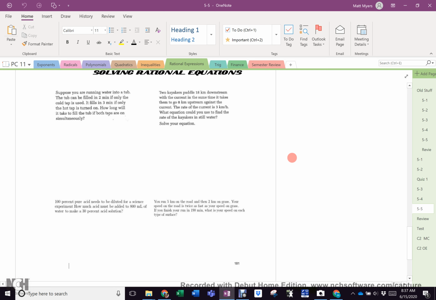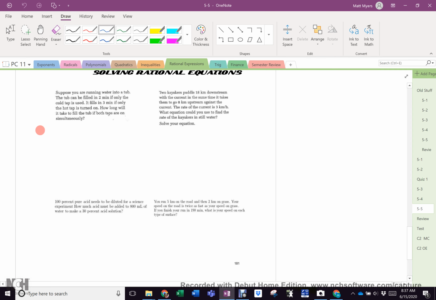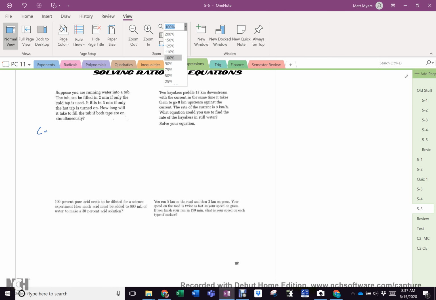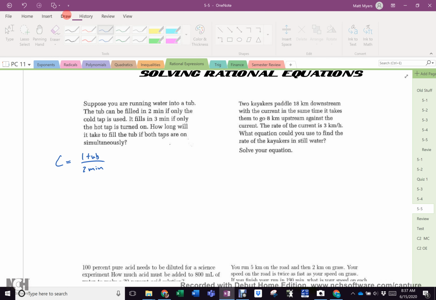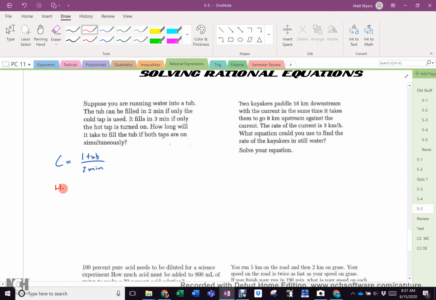Okay, so here is the bottom of page 181. You're running water into a tub. We'll use colors. Remember the cold water, that's pretty small. Let's make that a little bigger. Cold water can fill one tub in 2 minutes. The hot water can fill one tub in 3 minutes.